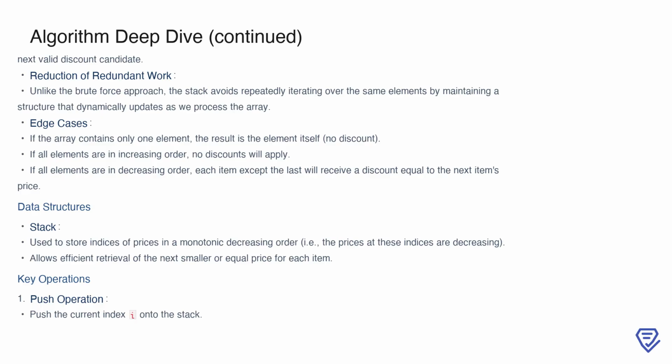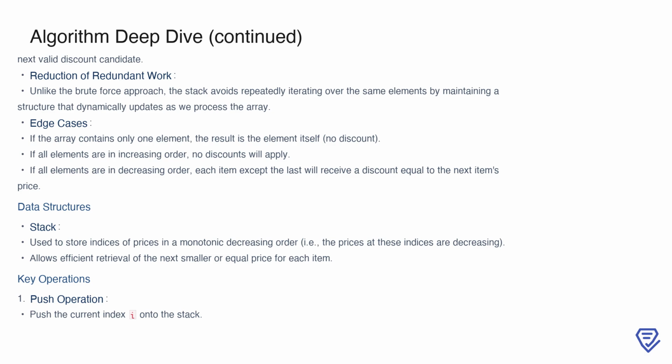For example, if the array contains only one element, the result is simply that element, as there are no subsequent prices to apply as a discount. If all elements are in increasing order, no discounts are applied, and the final prices remain the same as the original. On the other hand, if the prices are in decreasing order, each item except the last will have a discount equal to the next item's price.